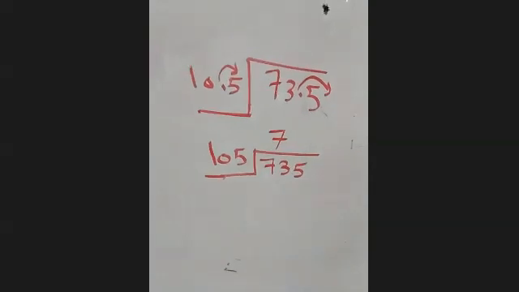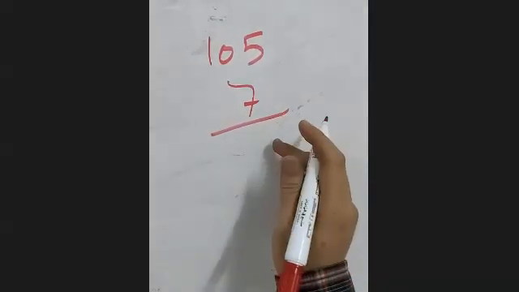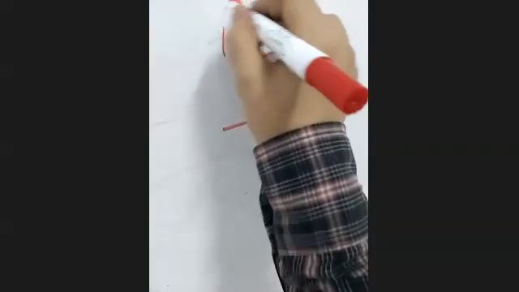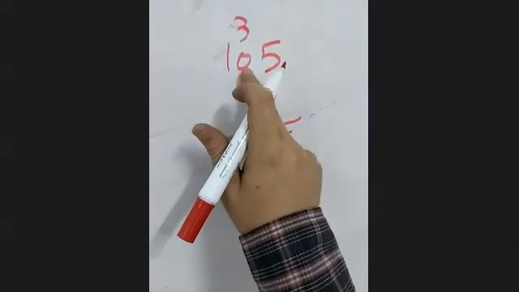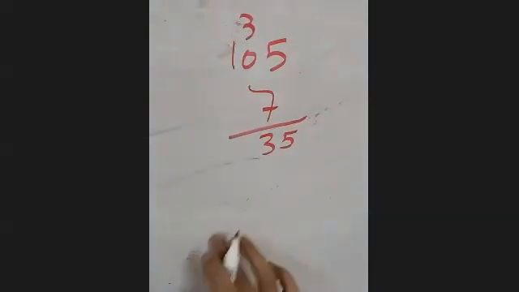Now, can I try 7? Let's try. 7 by 105. 7 by 5 is 35, right? 35. 5 down, 3 up. 7 by 0 is 0, plus 3 is 3, right? 7 by 1 is 7.